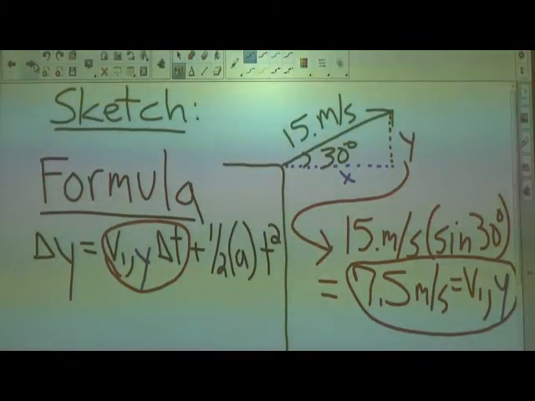So here's the formula you use. The change in y is the initial velocity in the y direction, not this one, times time, plus half times the acceleration times time squared. So this is the displacement due to the initial velocity. This is the displacement due to the acceleration. So you can add those together and you'll find the displacement in the y direction. So let's solve this.